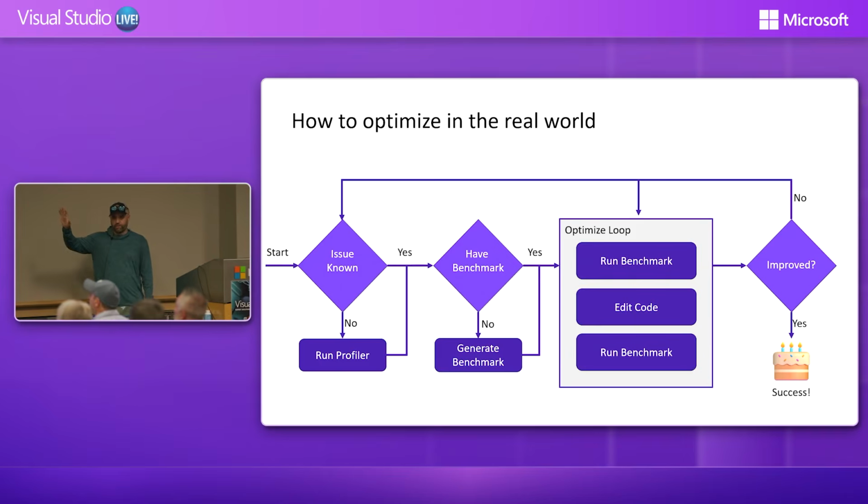And so I know this is a bit of an eye chart. Hopefully you can see it in the back. But this is what I think of when I say the canonical performance improvement pipeline. Basically, you want to figure out, do you know what your issue is?